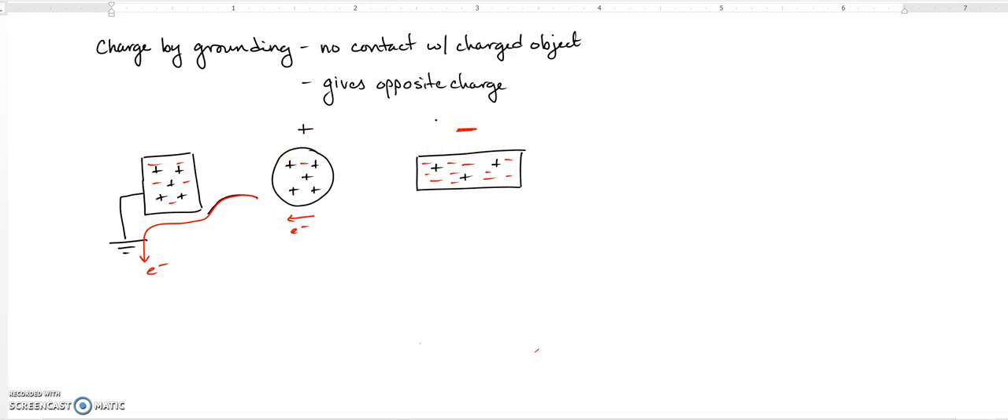All right? Those are the two main methods that we're going to talk about for charging different objects in electrostatics.